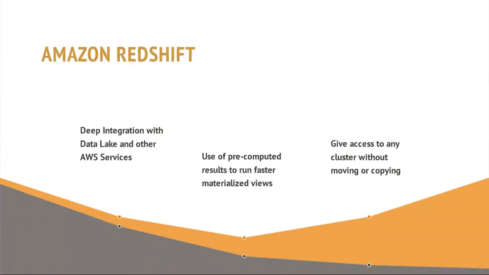In the next slide, a few things to touch on about Amazon Redshift. A few things to point out: Amazon Redshift allows for deep integration with our data lake and other AWS services, as we discussed. Another important factor is the use of pre-computed results to run faster materialized views. And advanced data governance features will allow us to give access to any cluster without having to move or copy. In addition to apps for data visualization, Amazon SageMaker specifically is a machine learning app that can help Comcast to automate data labeling and lower our inference costs.